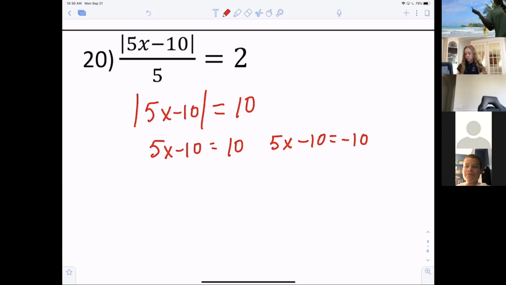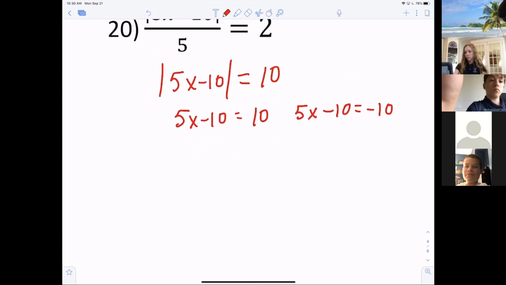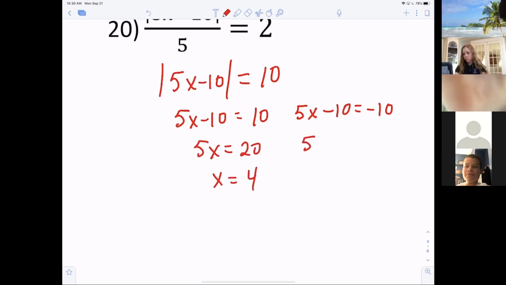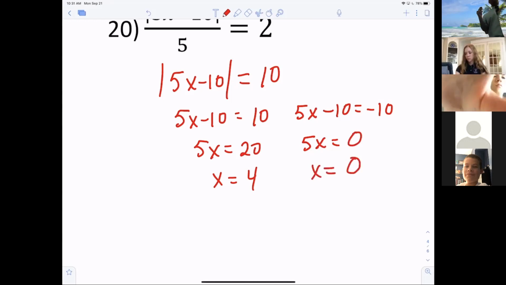Now, if you're good at solving equations, this is easy. If you're horrible at solving equations, now I'm really trying to help you again with solving equations. So what do I do first now? Add 10, so 5x equals 20, and so x equals 4. Over here, 5x equals 0, so x equals 0. You're awesome. Thank you. That's very good.